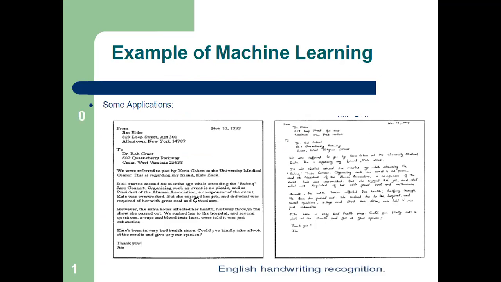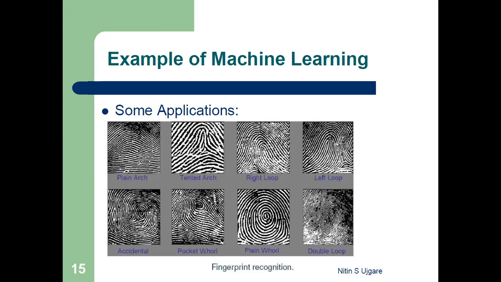These are the recognition of printed characters and recognition of handwritten characters. These are the examples of printed characters and handwritten character recognition. These are the examples of fingerprints, and you would be surprised that any human being's finger will come under these 8 different categories of fingerprints. So these are the 8 different categories of fingerprints.